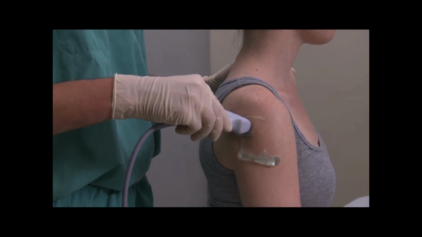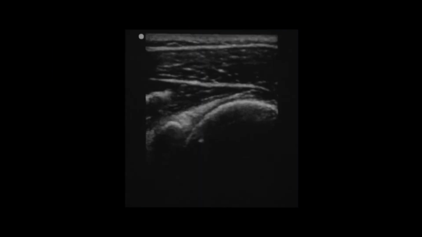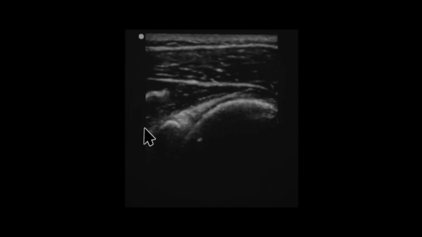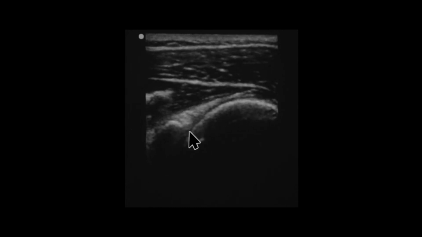Keep the probe in a transverse axis at all times, as this will provide the appropriate view. Obtain a nice view of the humeral head here and the glenoid here on the left. Humeral head and glenoid.